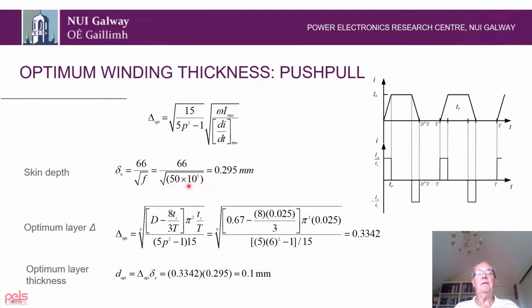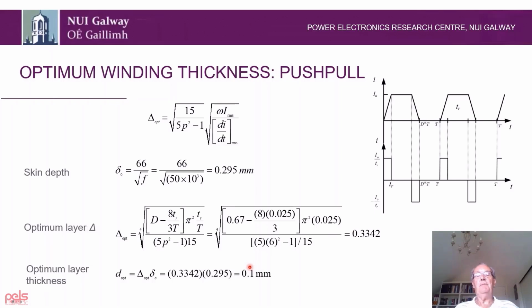We happen to be dealing with a 50 kilohertz waveform here, so the skin depth is related to the square root of frequency, and in this case it's just less than 0.3 millimeters. Our optimum layer based on our new formula is 0.33. So if I take my skin depth of 0.3 and combine it with my optimum layer thickness, I end up with a foil thickness of 0.1 of a millimeter.